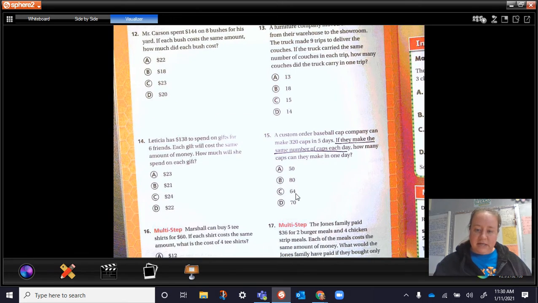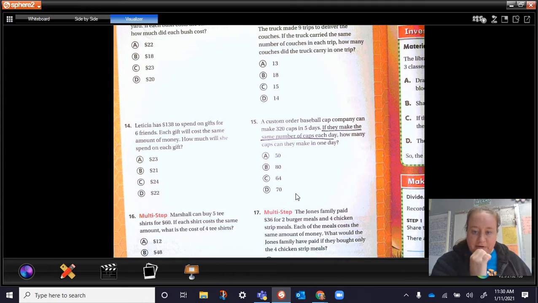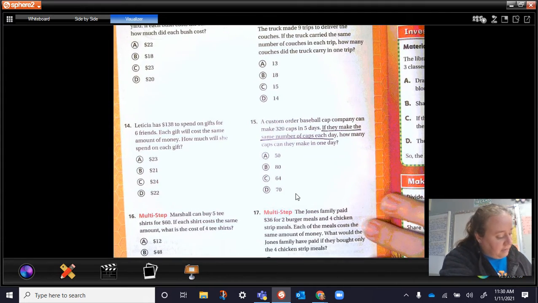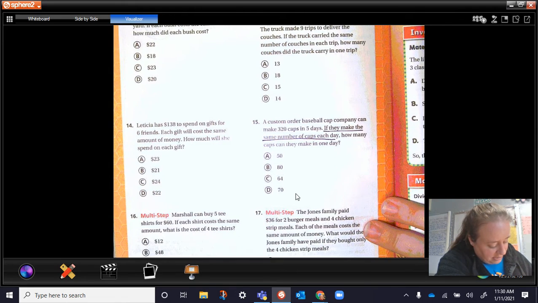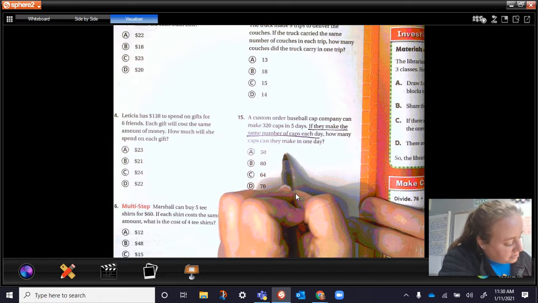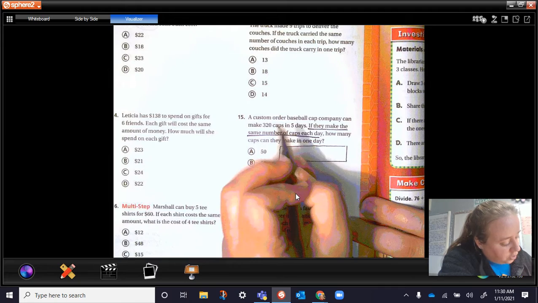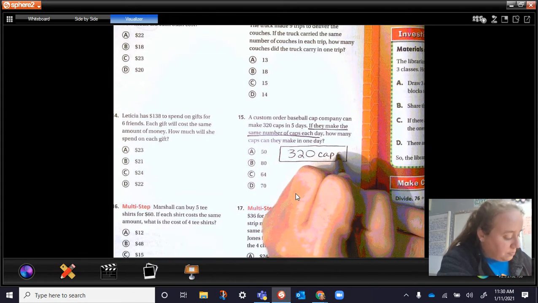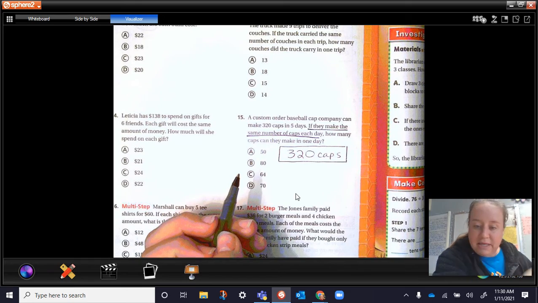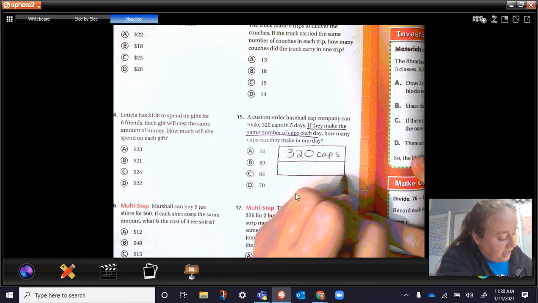So 15 says a custom order baseball cap company can make 320 caps in 5 days. If they make the same number of caps each day, how many caps can they make in 1 day? Okay, so here, if you picture this, think about this as your total, and the total number they're making is 320 caps. And every day they're making the same amount, and they're able to make that many in 5 days.